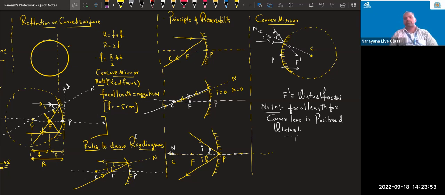Yes, i is equal to 0, r is equal to 0. There is no angle. The angle between the incident ray and the normal line is zero only, no? So the angle of reflection also should be zero.